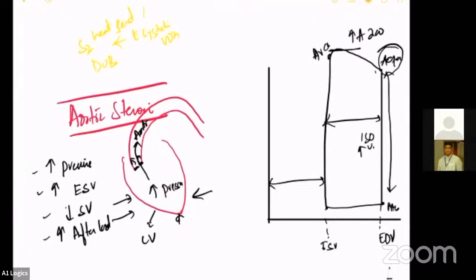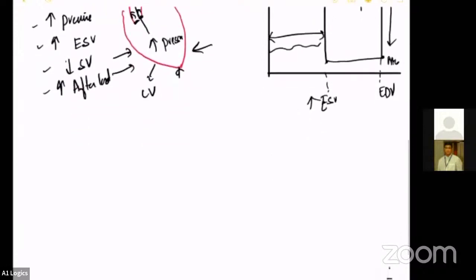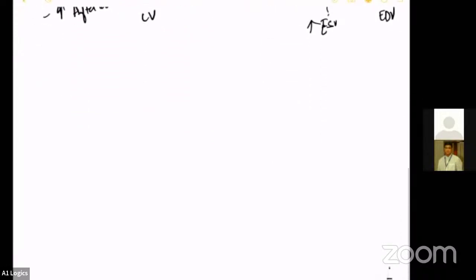Once the aortic valve opens, the blood gets ejected into the aorta, but not everything gets ejected. A lot of volume will be retained back in the left ventricle. So there is an increase in end systolic volume. So this is about aortic stenosis. Now let us consider aortic regurgitation.